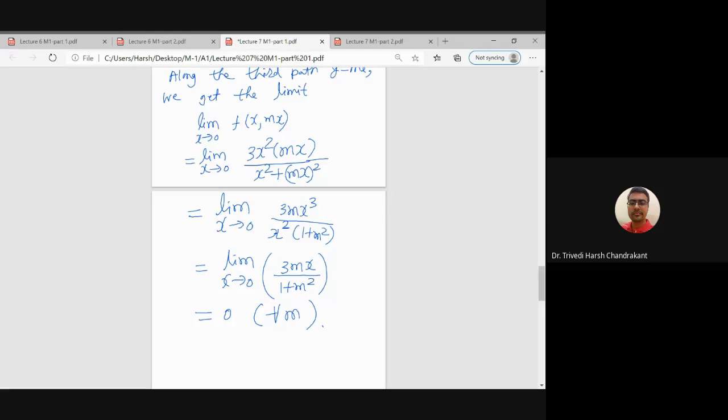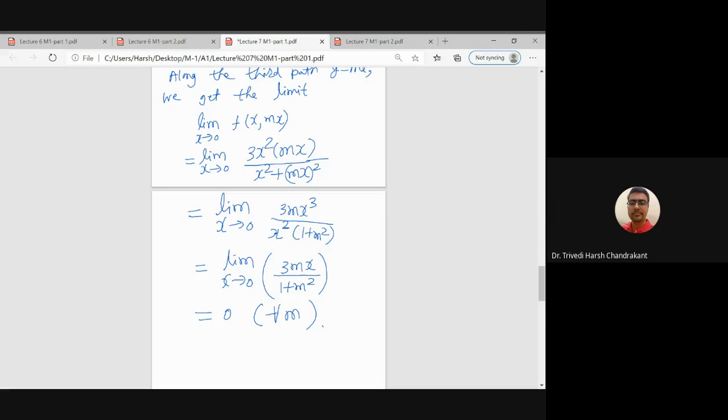So even if we change m, or we change the line y equal to mx, and approach along that line to the origin, the value of the limit is the same, 0, nothing else. So we have applied different paths, and every time we are approaching, the limit is 0. We are unable to show that the limit does not exist. So now we can guess that it may happen that the limit actually exists. And the question is, what will be the value of the limit in that case?